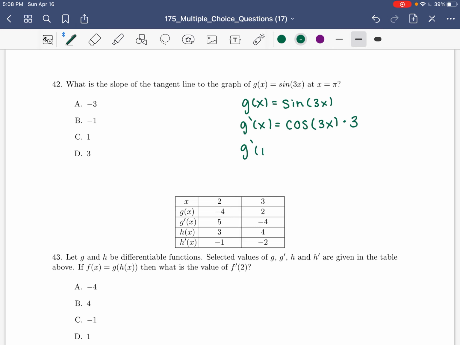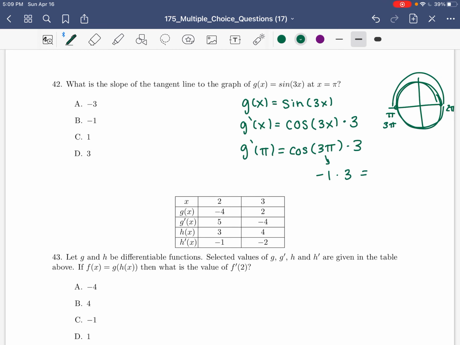So we really have the derivative at pi is going to equal cosine of 3 pi times 3. Now if you think of 3 pi, think about the unit circle. Here we have 0. Halfway around is pi. Then around here is 2 pi, which would make 3 pi in the same spot as pi, which would make cosine of 3 pi equal -1 times 3. So our slope of a tangent line here is going to be a, -3.